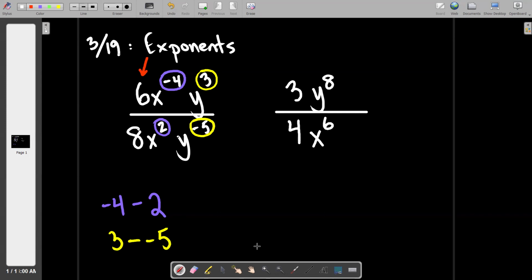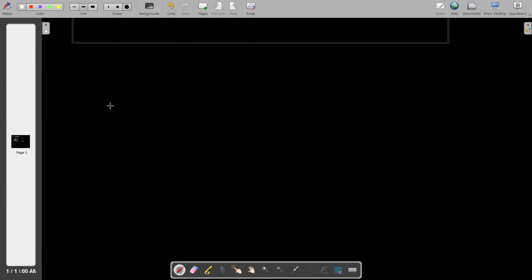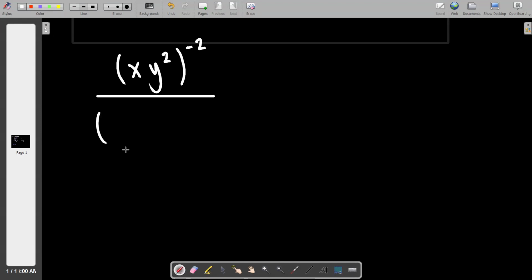So 1 down, 3 to go. Any questions about that? All right, let's go again. Round 2. So for this one, we're going to have a fraction, of course, and these are all fractions, by the way. On the top, we're going to have the quantity of x, y squared raised to the power of -2. And then on the bottom of our fraction, we're going to have the quantity of 3x to the -4th, y cubed, all to the power of 2.